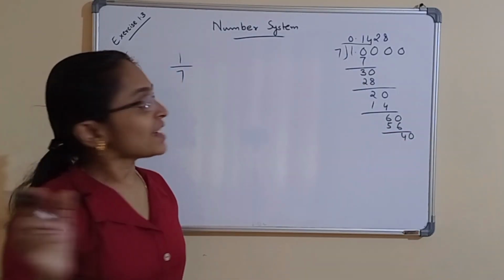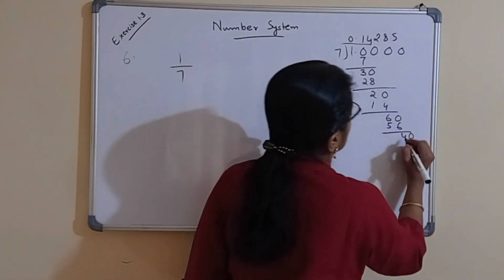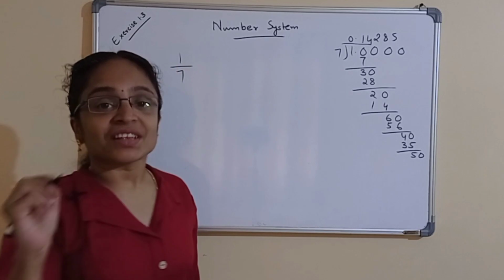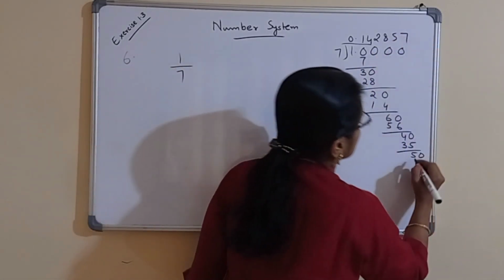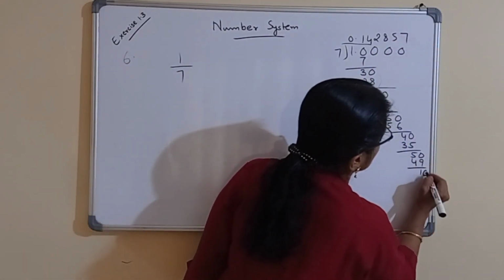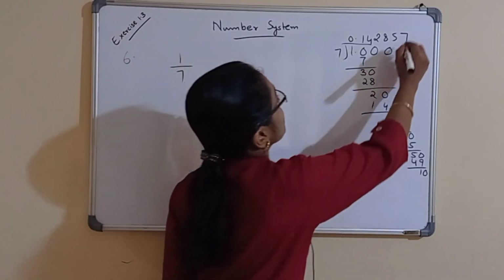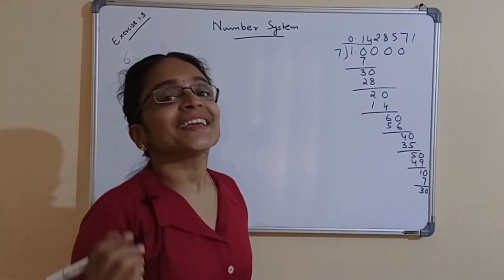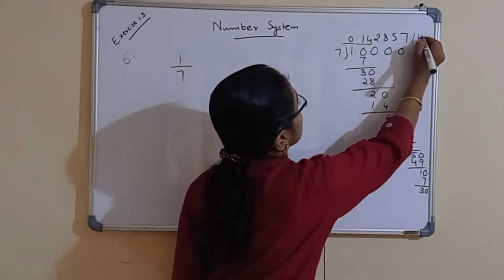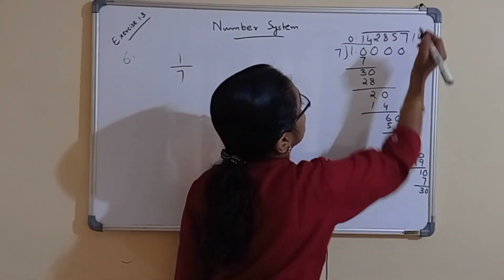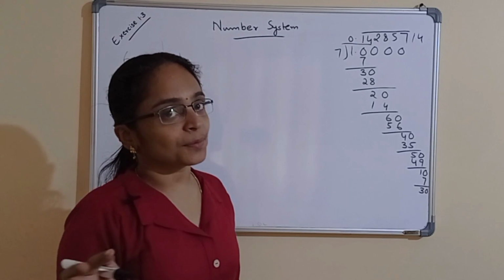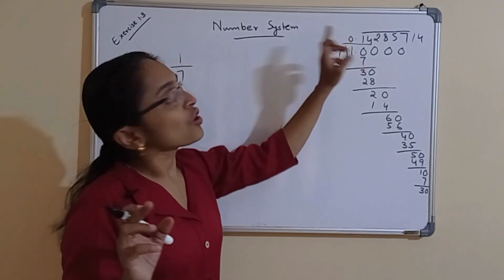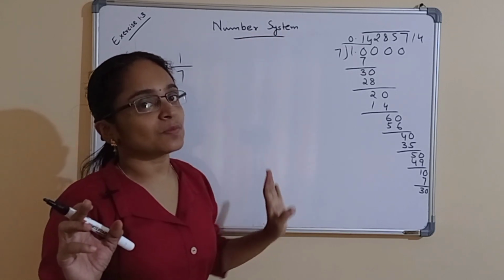Now 7 fives are 35 and 5 remainder. 7 sevens are 49. 1 remainder. Now in 10, 7 will go 1 time. Then 3 remainder. In 30, 7 will go 4 times. So this will repeat. 1, 4, 2, 8, 5, 7 will repeat. So this 1 by 7 is of the form non-terminating repeating decimal form.